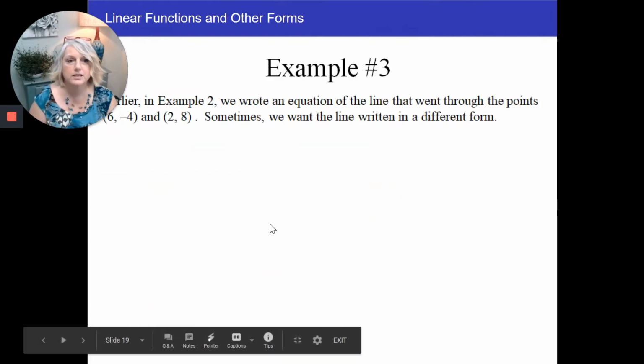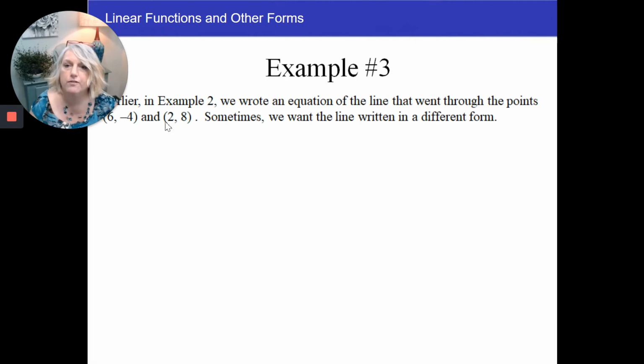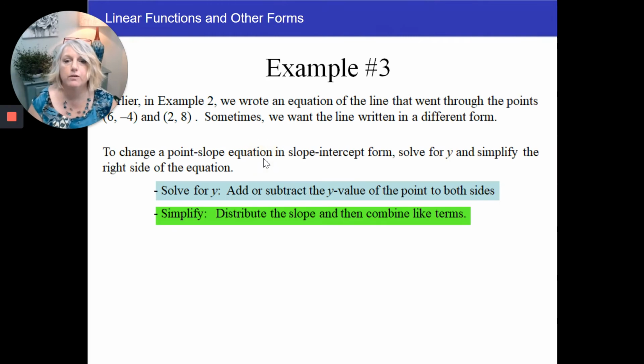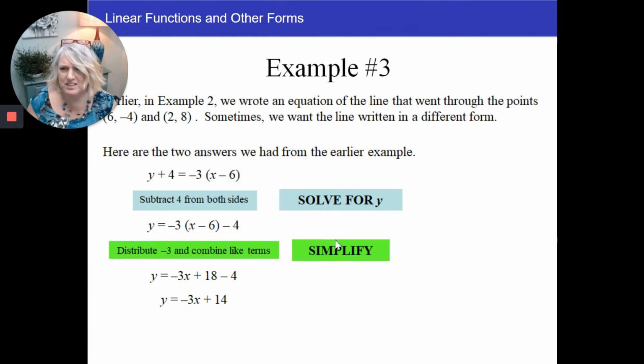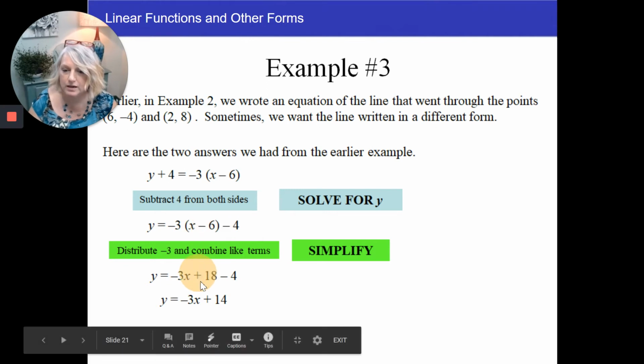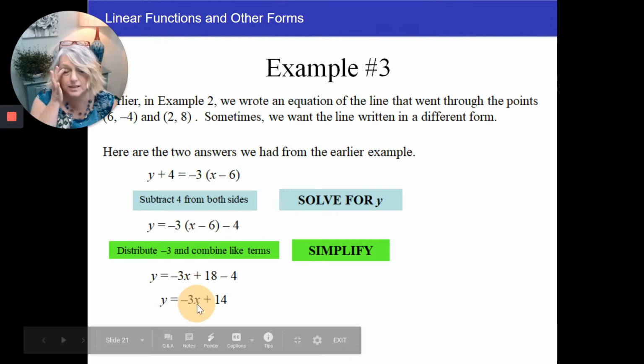All right, so earlier example, we had (6, -4) and (2, 8). And suppose I want that same example but written in a different form. So if I want to go to slope-intercept form, I'm going to solve for y and simplify the right side and distribute the slope and so on. It's just basic algebra. You guys have this. So I moved the 4 over from this side to that side. I distributed the 3 through. That got me to here, and I collected like terms. So that gets us into that form.